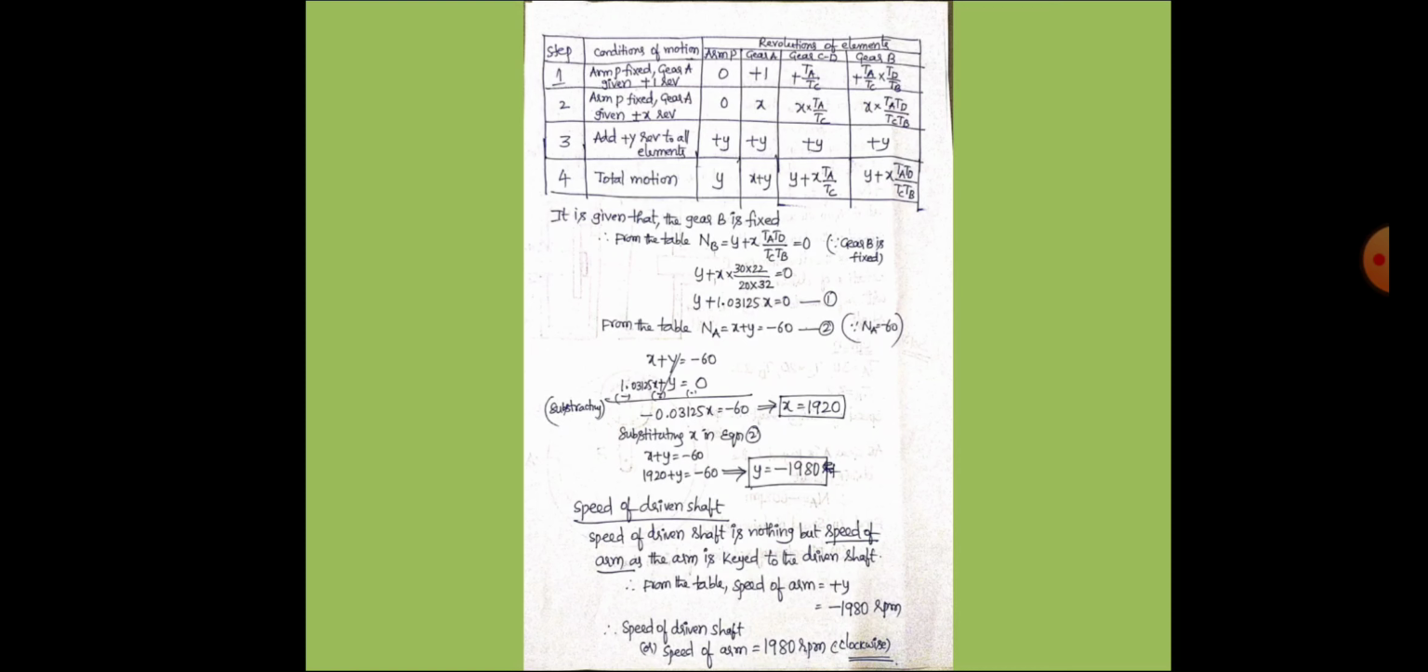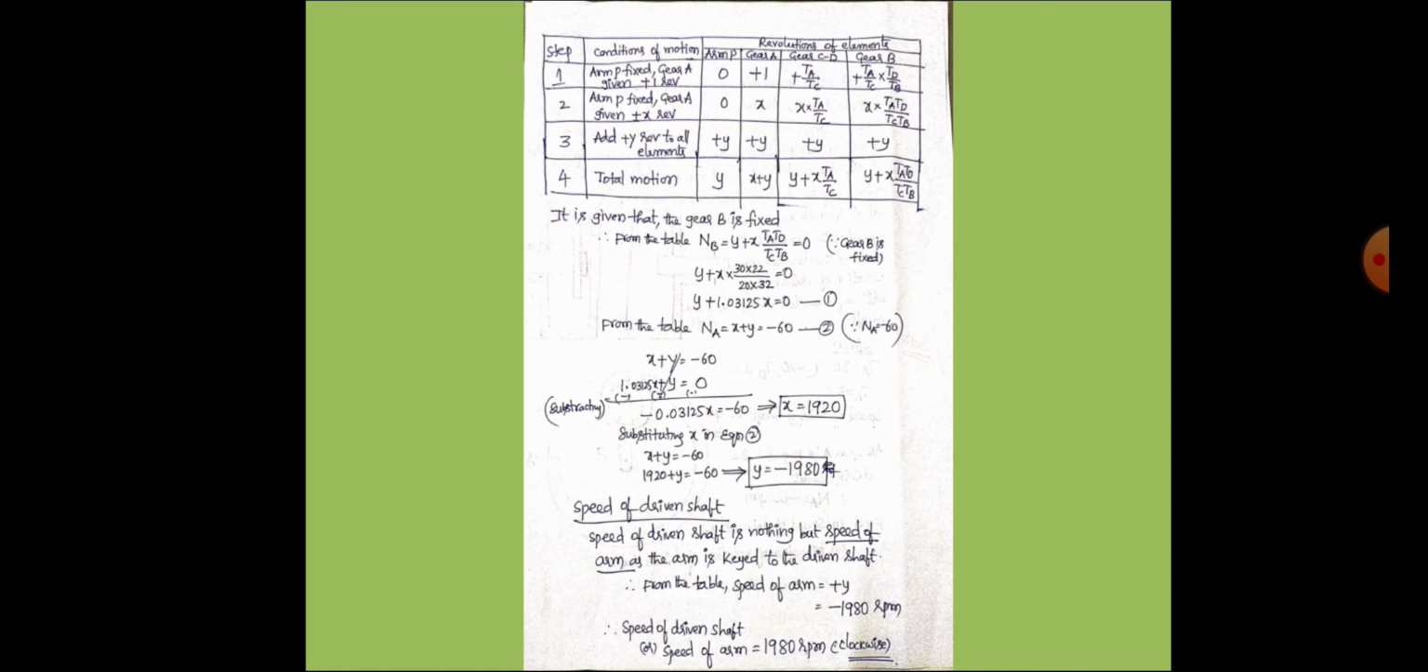Then the third step: add +Y revolutions to all elements. Just blindly go on entering +Y for all the elements. Now in the fourth step, find the total motion. Total motion is always the sum of the second row and third row value of each element. Arm P, what is its second cell value in that column? 0. Third, I am adding Y. So 0 plus Y is Y.